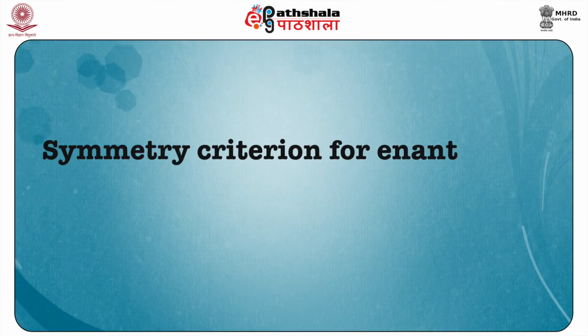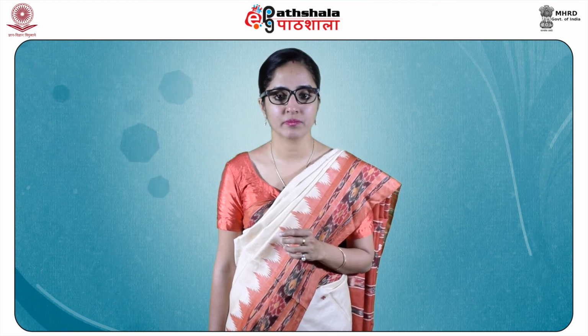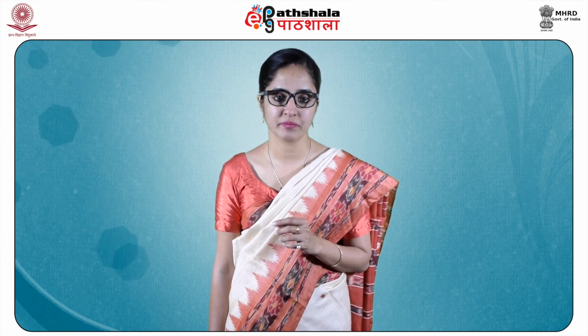What is the symmetry criterion for enantiotopic ligands and faces? We shall now talk about that. Enantiotopic ligands and faces are not interchangeable by operation of a symmetry element of the first kind, that is Cn, the simple axis of symmetry, but must be interchangeable by operation of a symmetry element of the second kind, that is sigma, the plane of symmetry, i, the center of symmetry, and Sn, that is the alternating axis of symmetry.